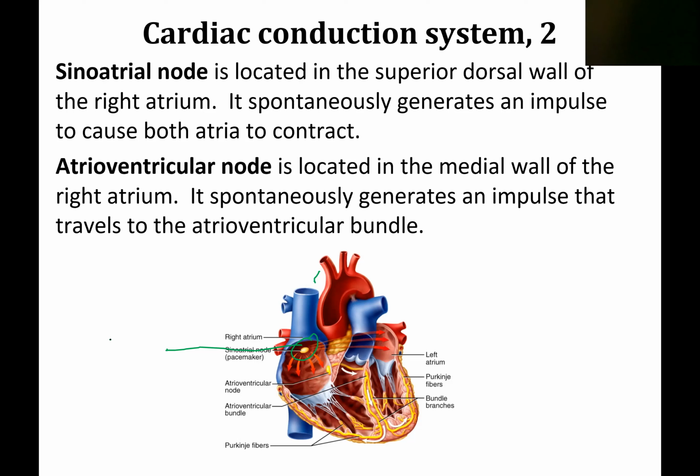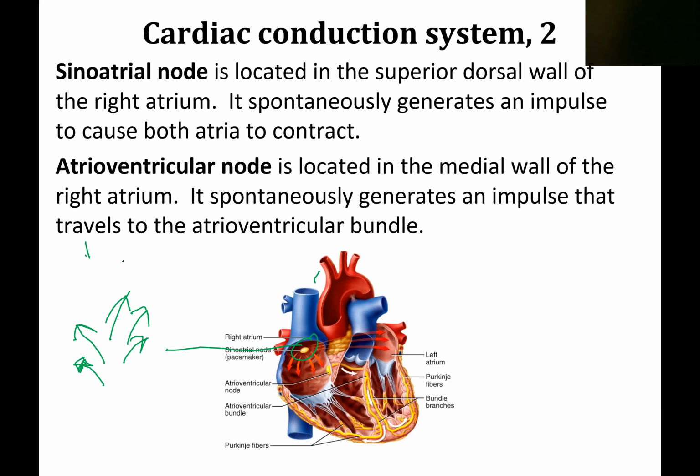So the sinoatrial node is going to broadcast impulses, kind of like a radio station broadcasts music and other audio material. It does this on a regular basis. The sinoatrial node can sometimes not work, and that's where someone would have to have a pacemaker put in place.